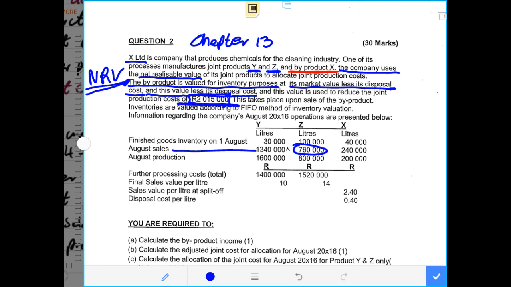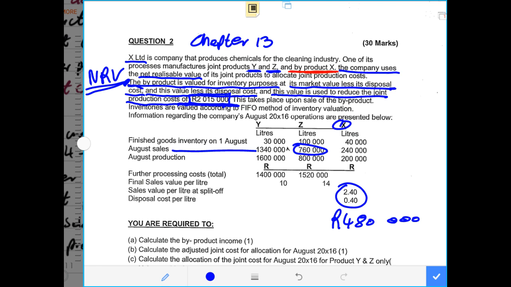Now we know that there was a profit generated from the sale of the byproduct X, and that profit, if you remember, was 480,000, the revenue or income from the sale of the byproduct. And we were instructed that the profit generated from the sales of the byproduct must be used to reduce our joint cost. Which value are they talking about? The revenue generated from the sales of the byproduct.